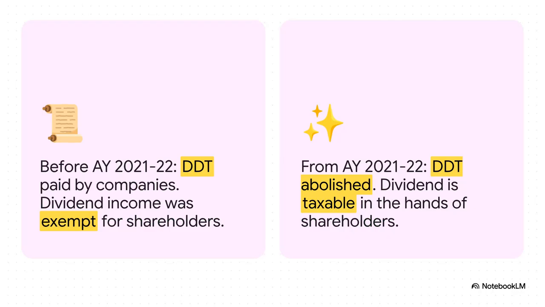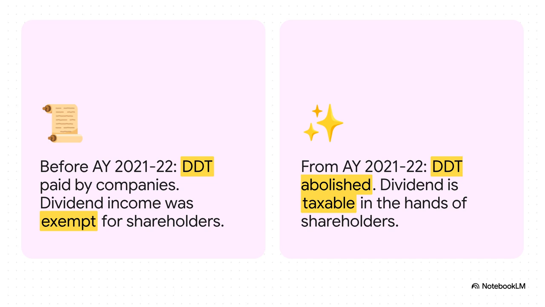Now this slide, this is a game changer. It shows you the huge shift. In the old days, companies paid something called a dividend distribution tax, or DDT, before they paid you. What that meant for you, the shareholder, was that the dividend was tax-free in your hands. But now, DDT is gone. It's been abolished. The whole idea was to make the system fairer.